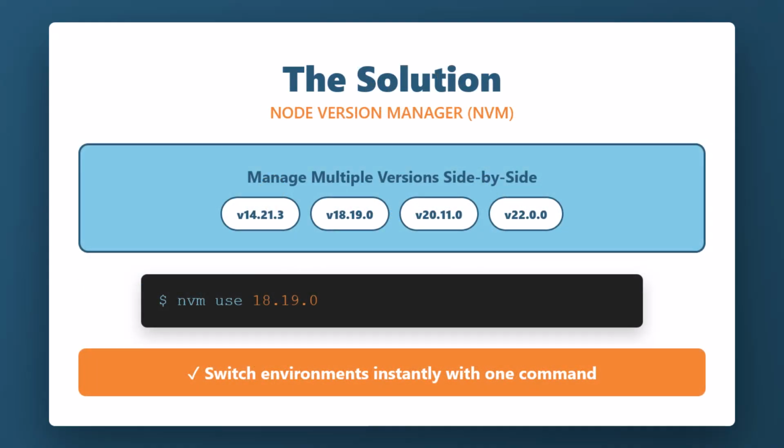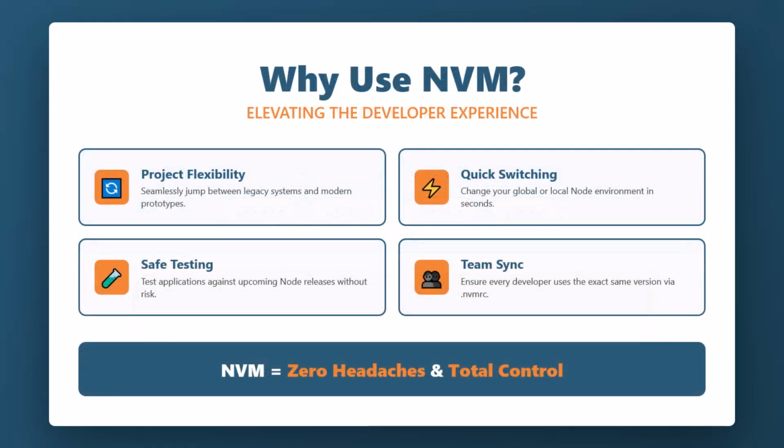But with NVM, we're able to swap from one version of Node to another with a single command line input. This allows us to manage multiple versions of Node with ease. For example, if we wanted to use a specific version of Node 18, we could input nvm use 18.19.0. NVM lends itself to better project flexibility, ease of environment changes, safer testing, and better team synchronization, which is why going with a version manager for Node tends to prevent headaches before they can occur.